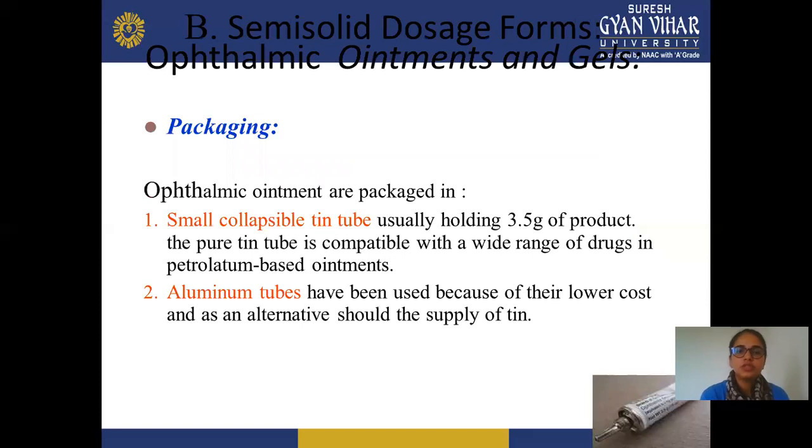Next is the semi-solid dosage form, ophthalmic ointment, and how you pack it. This includes both semi-solids as well as liquids. In semi-solids we can take the example of ointment, because it requires different conditions for packaging. Previously we discussed packaging for liquids, and for semi-solids it requires different conditions.